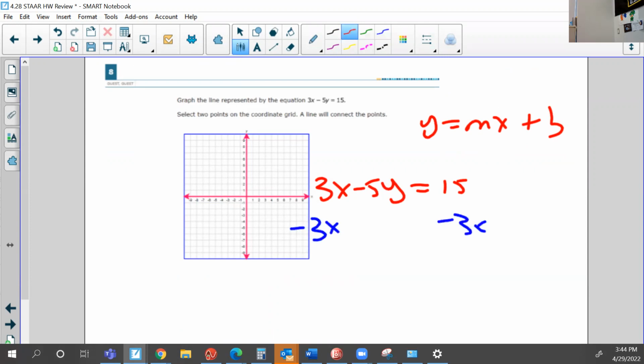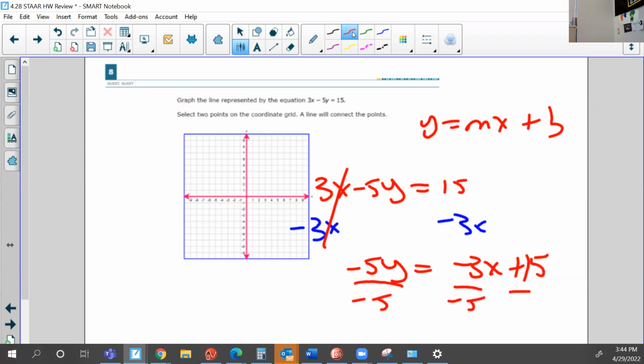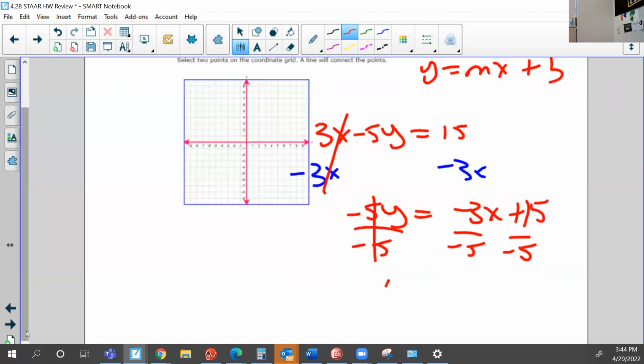So that's going to give me now minus 5y is equal to minus 3x plus 15, and divide by -5 on both sides. That goes away. I'm looking at y is equal to 3 over 5x minus 3. Now you see my y-intercept is -3, right? And my slope is 3 over 5.